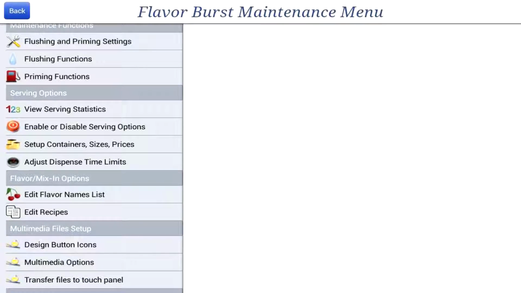The first option you have under the Flavor Mix-In options category is the Edit Flavor Names List option. This option allows you to change the names of the current Flavor Burst flavors as well as add a new flavor to the list. There could be several reasons to change a flavor name. For example, seasonal changes could be a great reason to change the name.